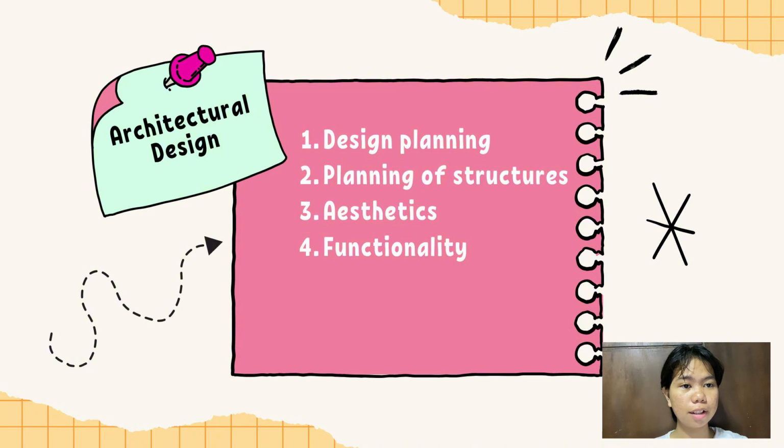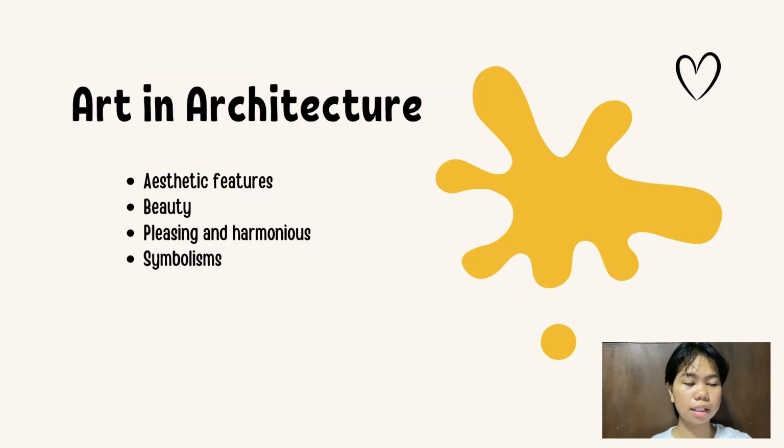First, let's define what is an architectural design. It is a process of designing and planning. It involves, of course, the planning of structures that considers the aesthetics and its functionality. So let's go on to the art in architecture.